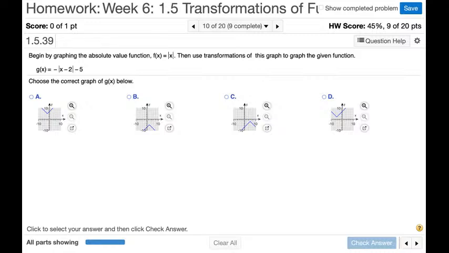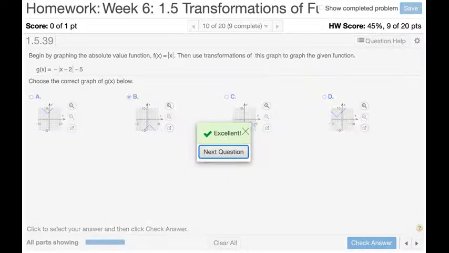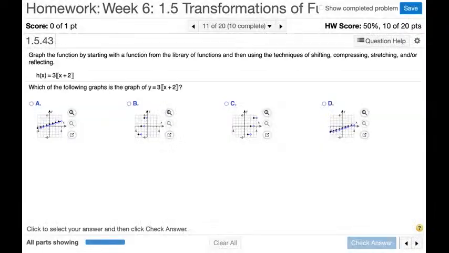So the transformations here, it's going to be a V. We go right 2, flip top to bottom, and then go down by 5. So it can't be A or D. Right 2 and down by 5, this looks like B. So this one looks like we started with a step function. We went to the left by 2 and stretched it vertically by a factor of 3. So it shouldn't be A or D because those were compressed. And we said left by 2, so that would be B.